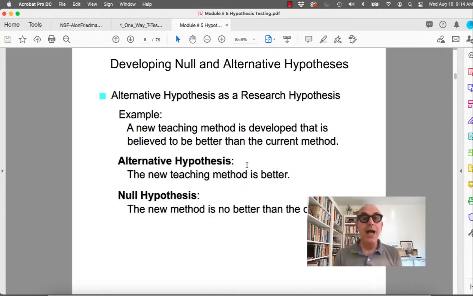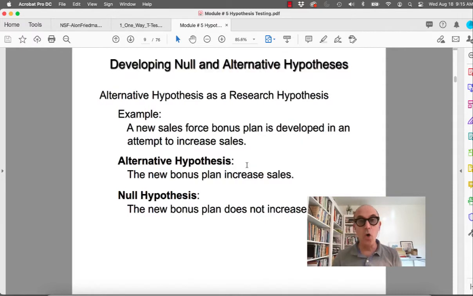So, for example, a new teaching method is developed that is believed to be better than the current method. So the alternative hypothesis: the new teaching method is better. The null hypothesis: the new method is no better than the old method. And then again, look at the wording, the selected words that I use in order for me to describe the alternative versus the null hypothesis.